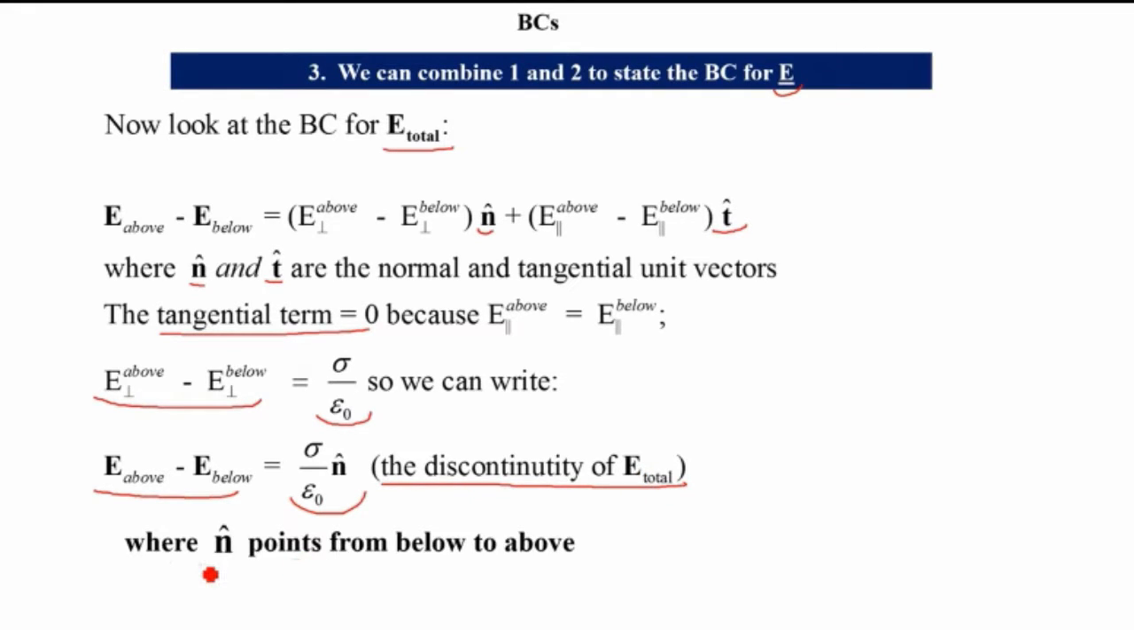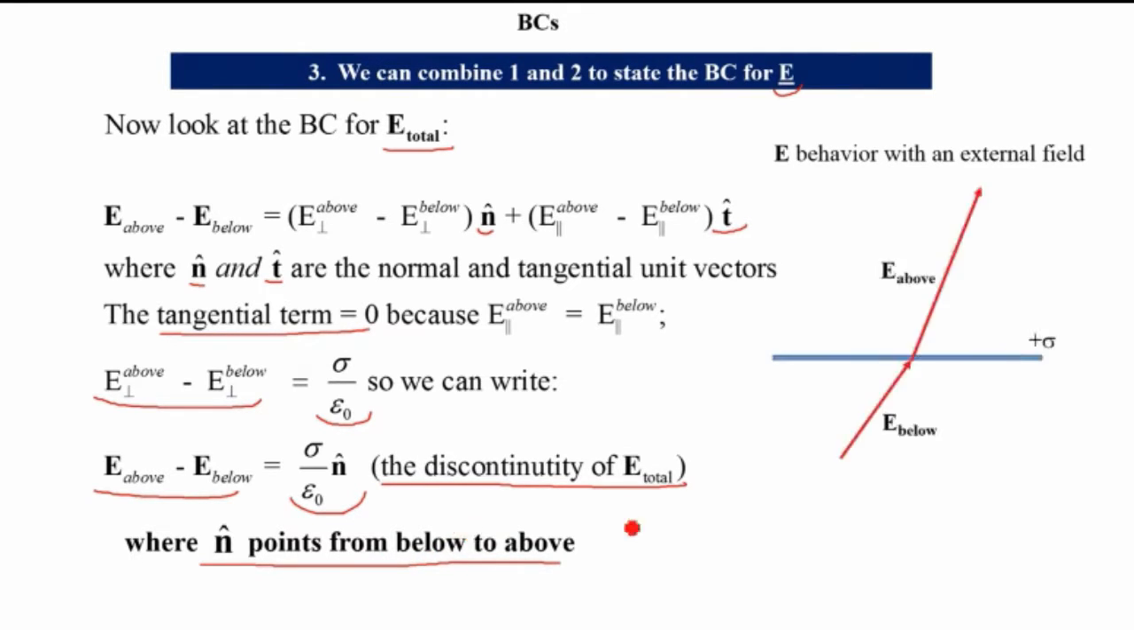Yeah, I just want to point out that n is in one particular direction. We take it below to above. You say, well, how do you know what's below and what's above? You don't. You just take one and stick with it. Doesn't matter. If we look at this E behavior with an external field or a charge layer, let's take this to be the charge layer here. When we're finished with the two vectors that are above and below, so there could be an external field, and I'll show you what I mean by that. So this is the vector of the E field below the surface, and this is the E vector above.